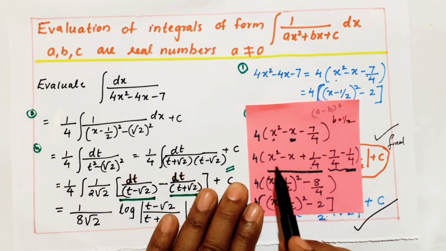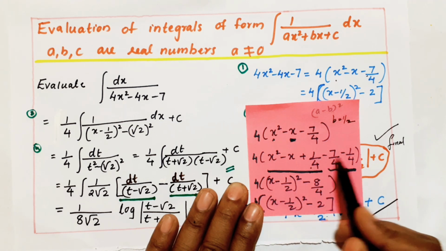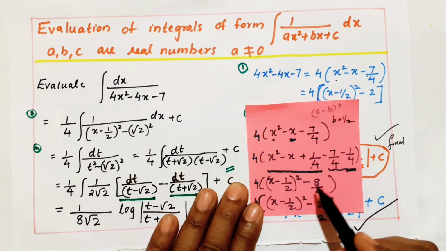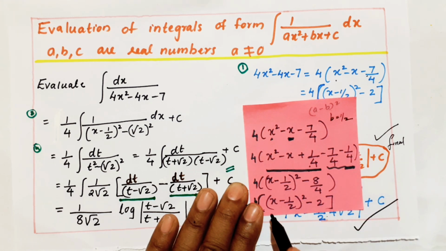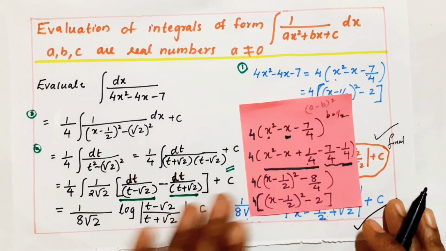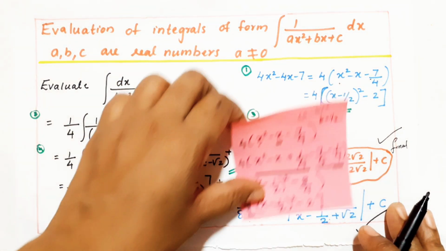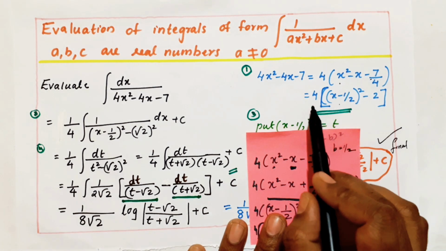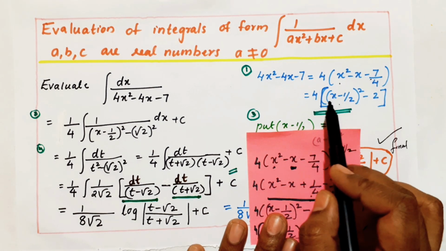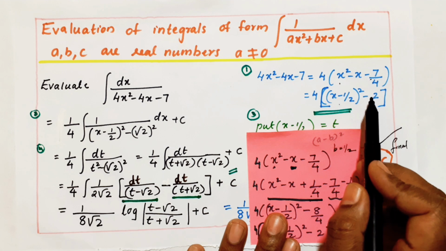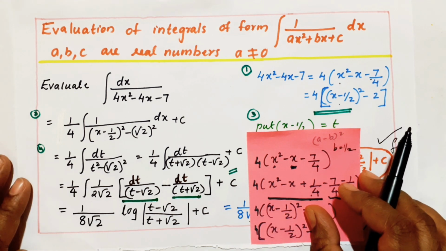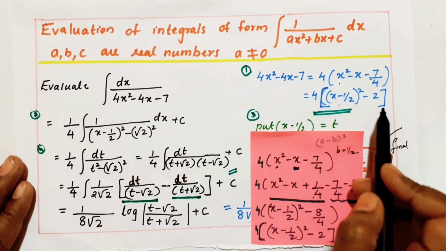When I added 1 by 4, I checked these three terms. x square minus x plus 1 by 4 is nothing but (x minus 1 by 2) the whole square. These two, when you are adding, minus 7 minus 1 is minus 8 by 4. Minus 8 by 4 is 2. So it means (x minus 1 by 2) the whole square minus 2. I can write it as 4 into [(x minus 1 by 2) the whole square minus 2]. Minus 2 we can write as root 2 the whole square.